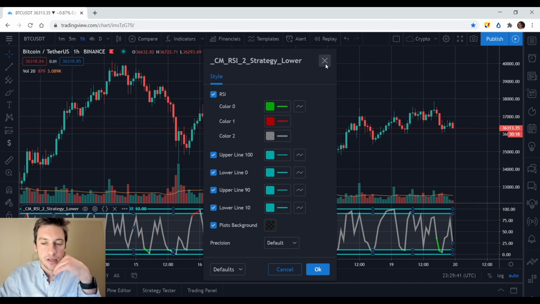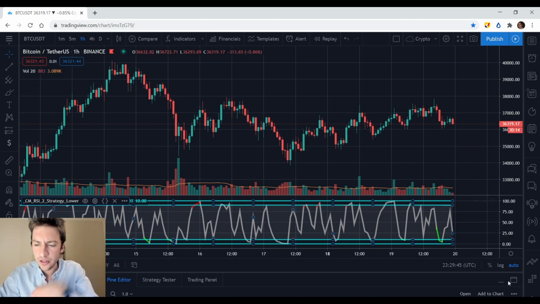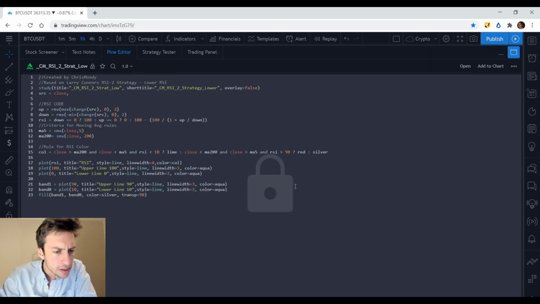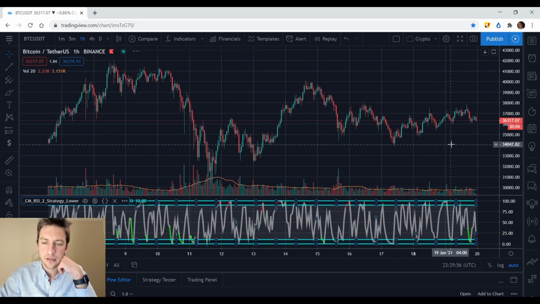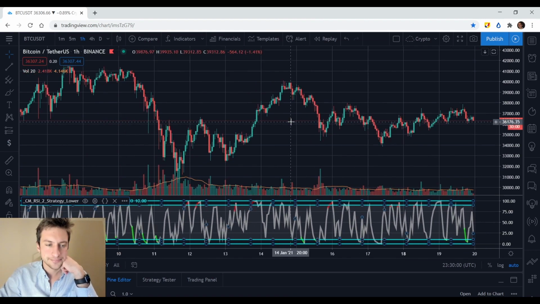This can't just be simple RSI. Is this just RSI? I'm hoping it's a little bit more than RSI. Ah, MAs? Moving averages? Moving averages and RSI. Seems like that's a common pattern of a lot of these popular indicators: they're moving averages plus RSI.